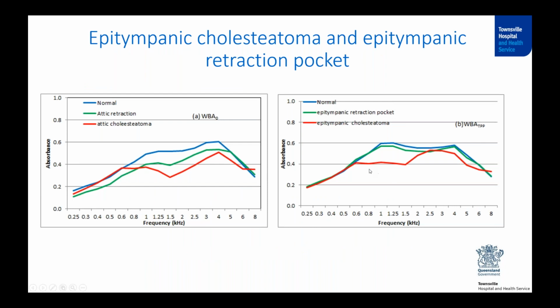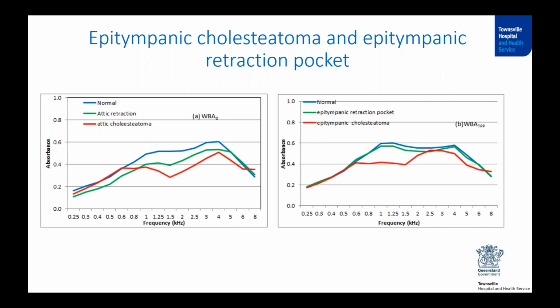And this is another area where it is interesting: when there's an epitympanic retraction pocket, which later on develops into cholesteatoma. So the question for the surgeon is, when do we operate, or when do we wait and see? With the epitympanic retraction pocket, in order to differentiate it from cholesteatoma, most often the criterion is they send it for CT and other investigations to rule out cholesteatoma. So we are looking at whether wideband absorbance can be a reliable measure of suggesting retraction pocket versus cholesteatoma.